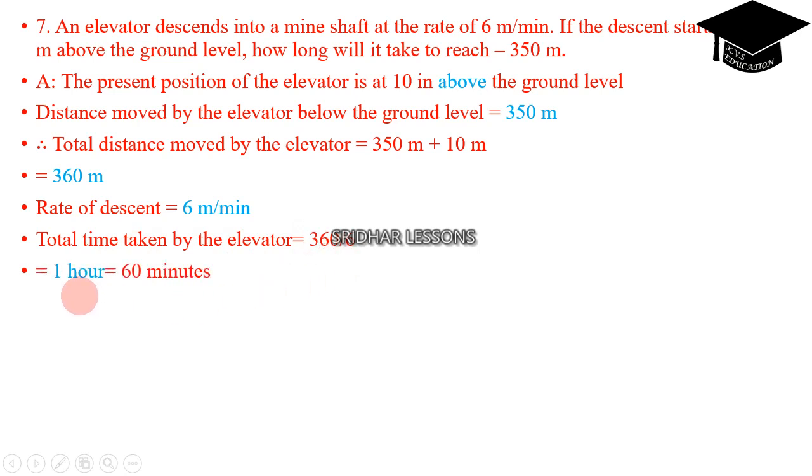That is 1 hour, 60 minutes. That is 1 hour, which is equal to 60 minutes. Okay, I am sorry. It is 360 by 6 is equal to 60 minutes, which is equal to 1 hour. Hence, the required time is 1 hour to reach minus 350 meters.